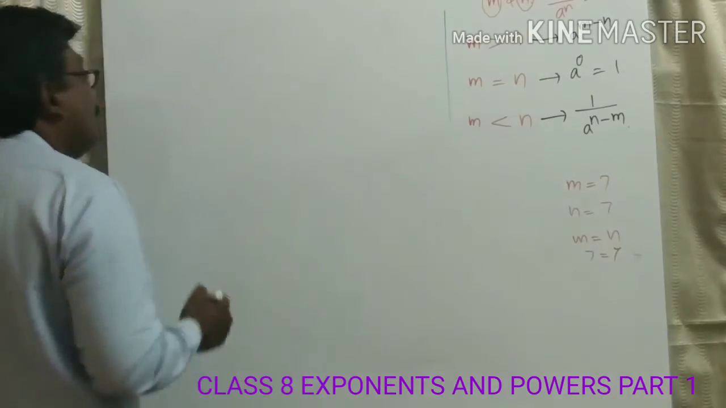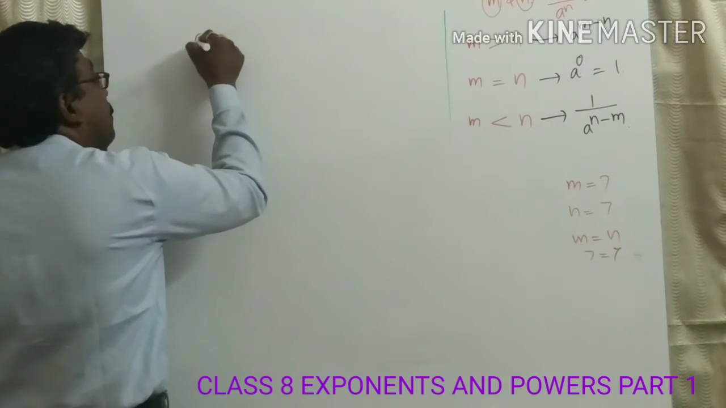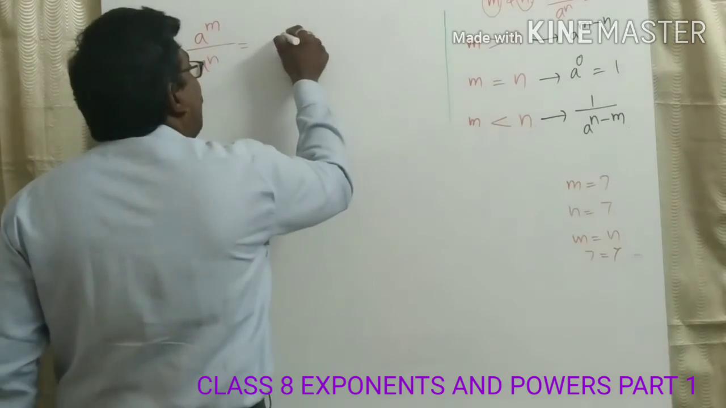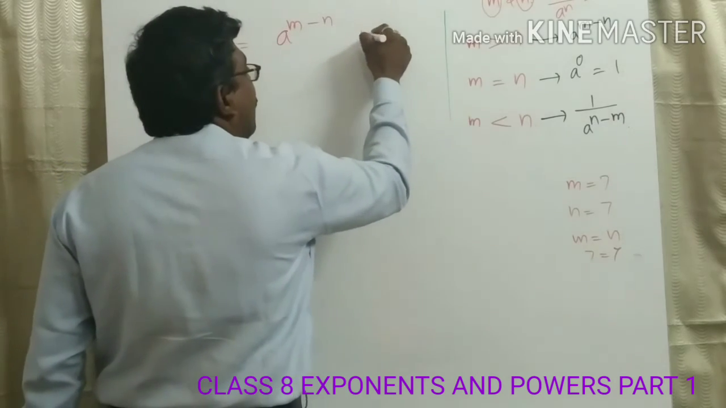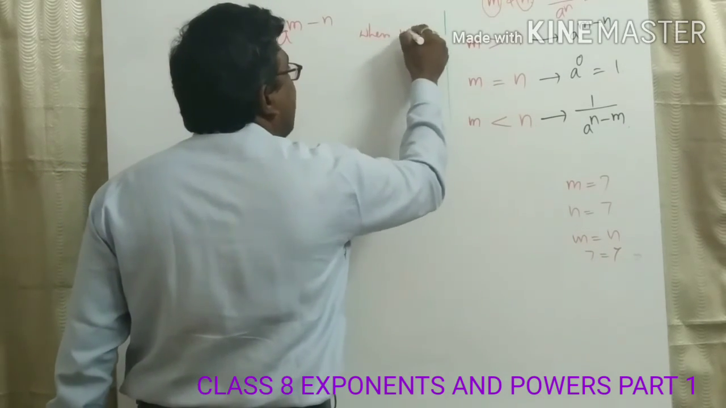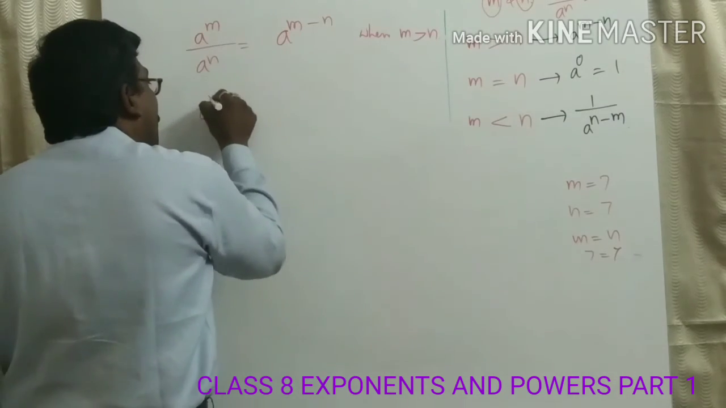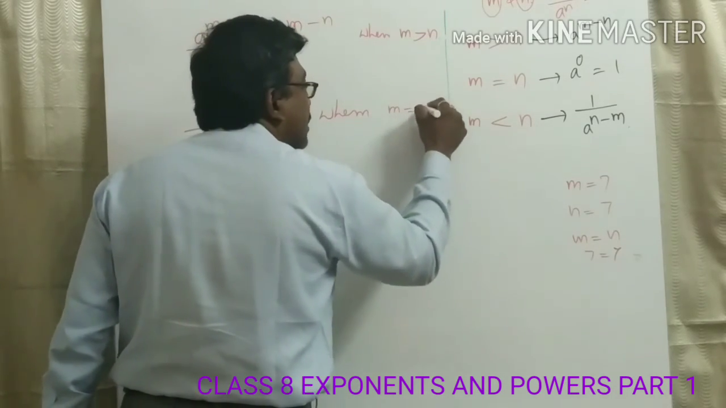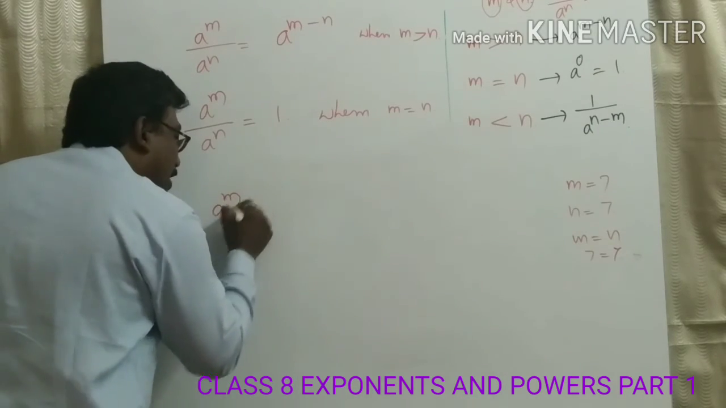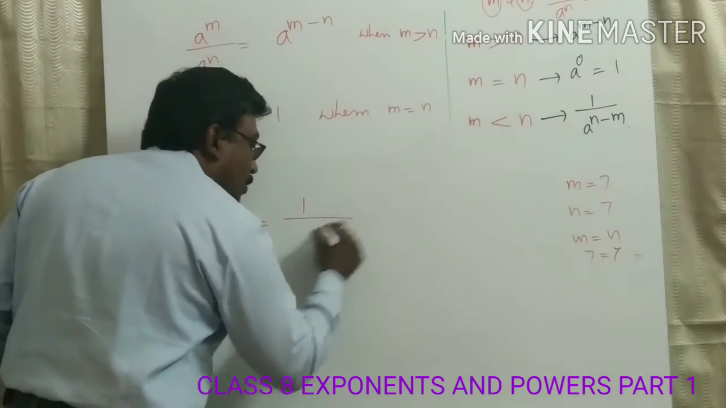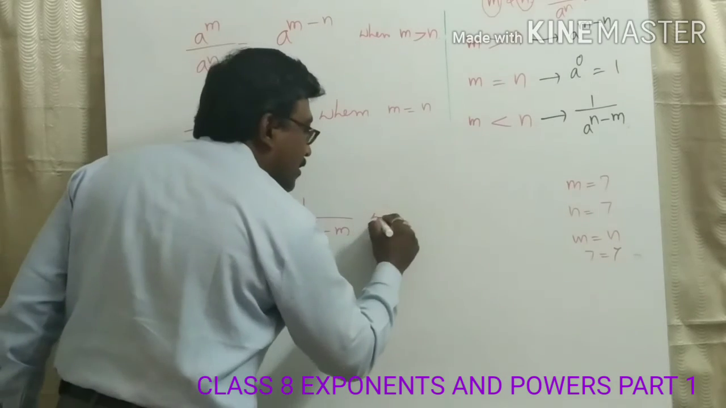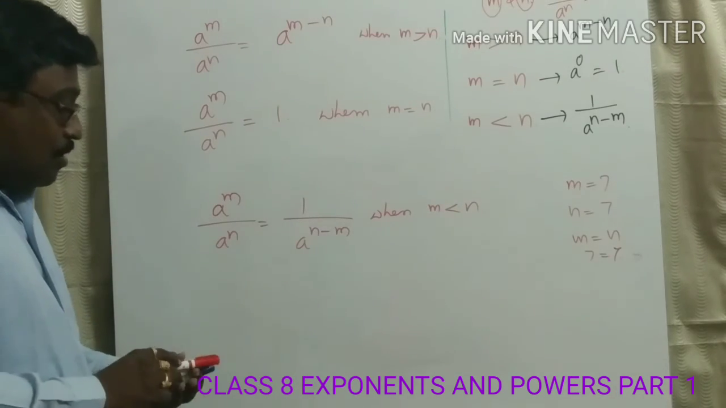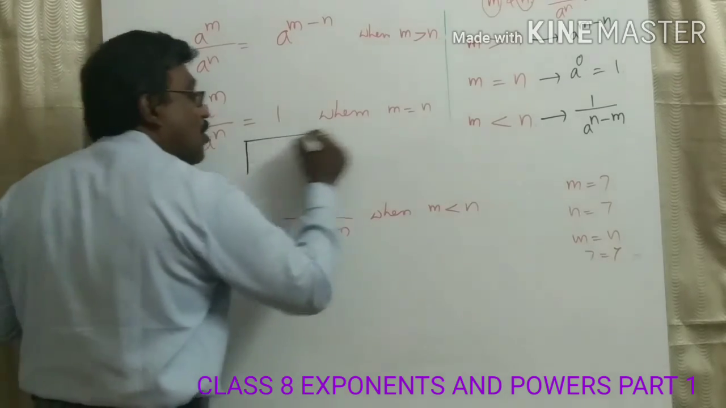So finally, I am concluding this. A power m by a power n value is how much? The formula is a power m minus n when m is greater than n. A power m by a power n value is 1 when m is equal to n. A power m by a power n is equal to 1 by a power n minus m when m is less than n.